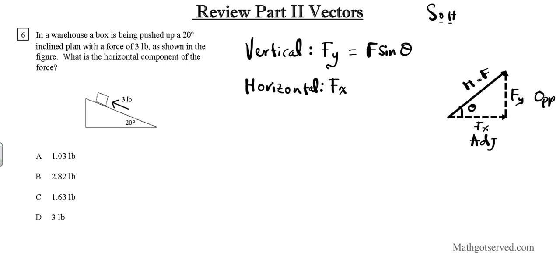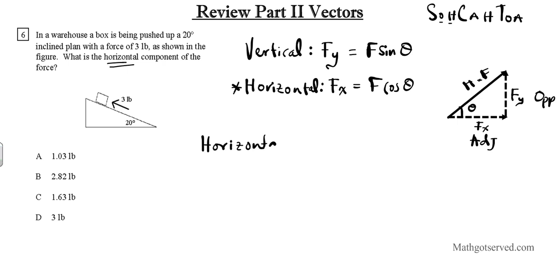So the trig ratio that relates the adjacent and the hypotenuse is cosine, right? The CAH in SOHCAHTOA. So the one we're focusing on for the horizontal component, F sub x, is the CAH piece. So F sub x, the horizontal component, is F cosine theta. In this problem we are asked to find just the horizontal component. So all we're looking for is this piece right here. Let's write it again: horizontal component.